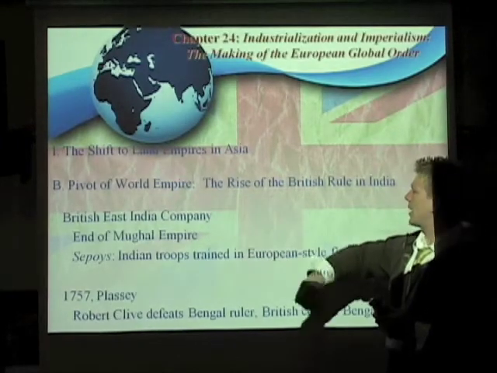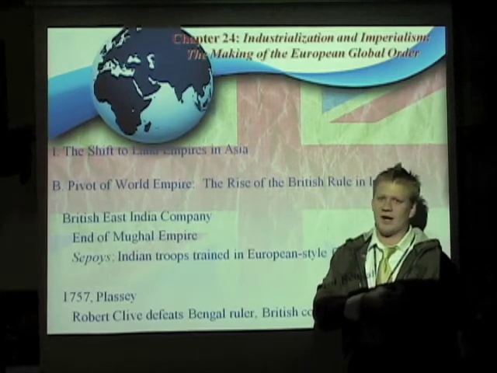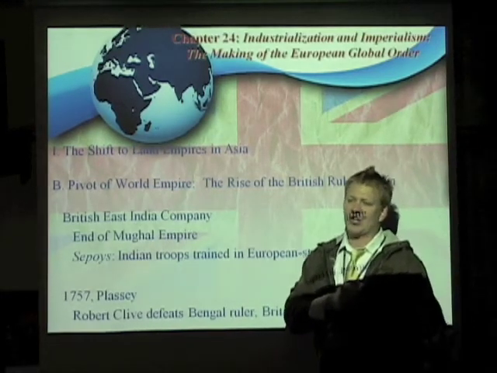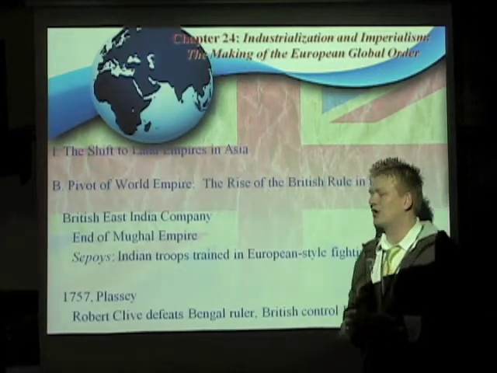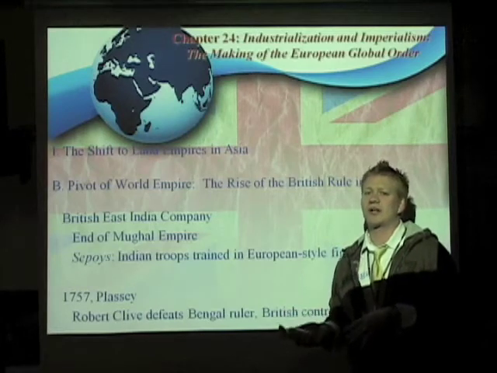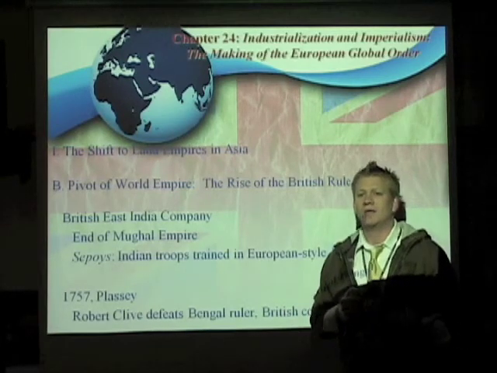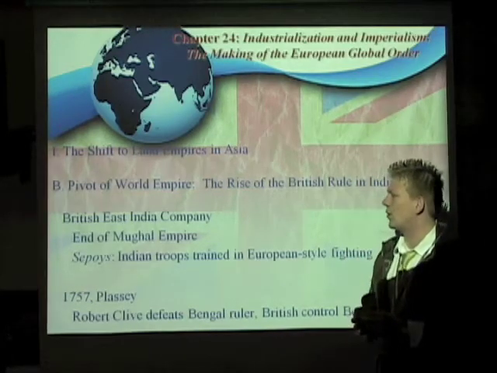The pivot of world empire, the rise of the British rule in India. As I just mentioned, you had the princes in the Java region that were rivaling against each other. Same thing is going to happen with the British. There were some princes that were siding with the French, some princes that were siding with the British, and the British are going to use this to their advantage with their military power.